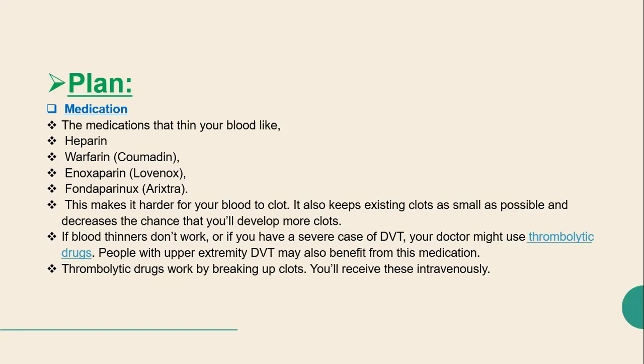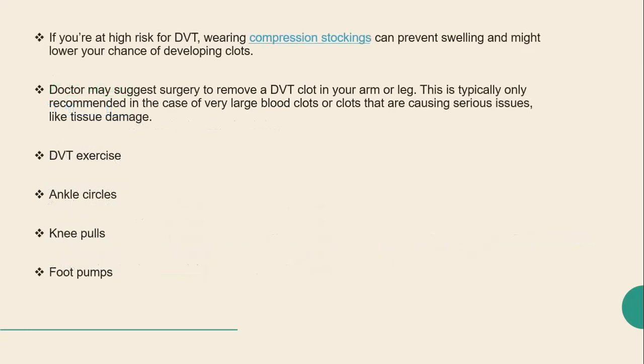If blood thinners like anticoagulants don't work, or if you have a severe case of DVT, your doctor may suggest thrombolytic drugs. People with upper extremity DVT may also benefit from this medication. Thrombolytic drugs work by breaking up clots. You will receive them intravenously. The management for severe cases of DVT includes wearing compression stockings that can prevent swelling and might lower your chance of developing clots.